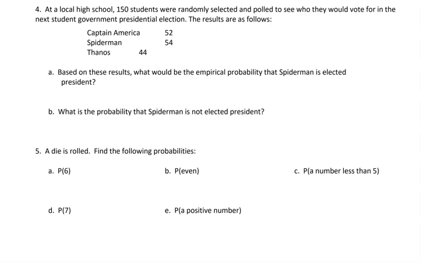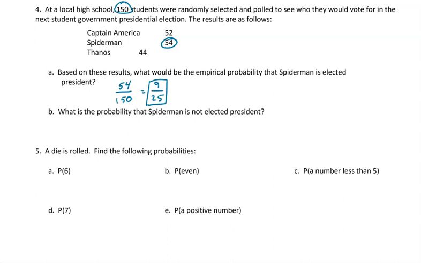So all we're going to do is take the number of votes Spider-Man got, which is 54, and divide it by the total, which is 150. In this case, it can actually be reduced to 9/25. And that would be our answer.